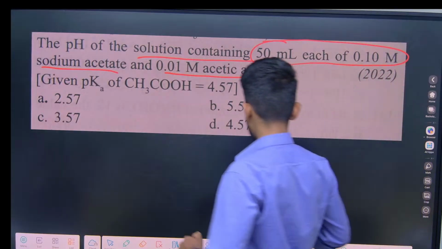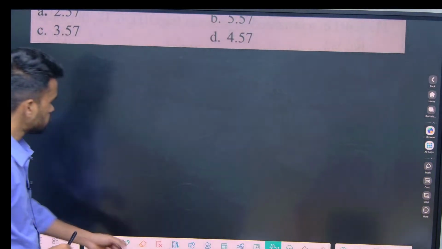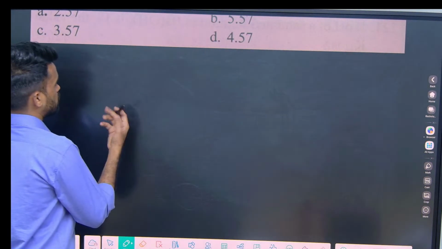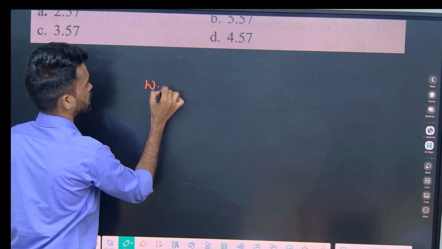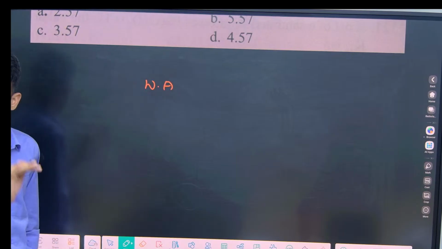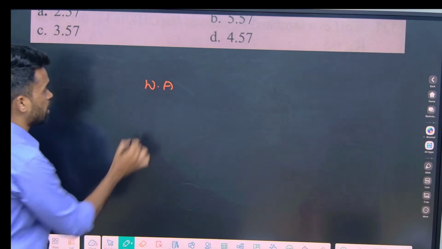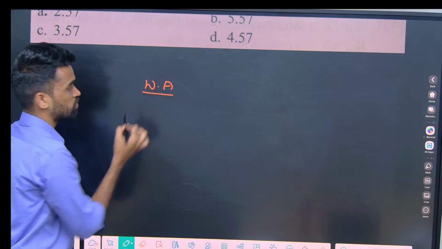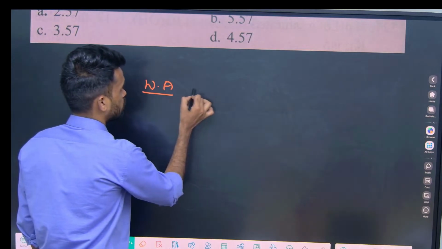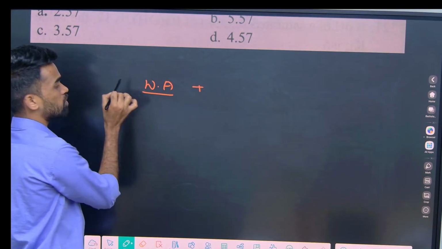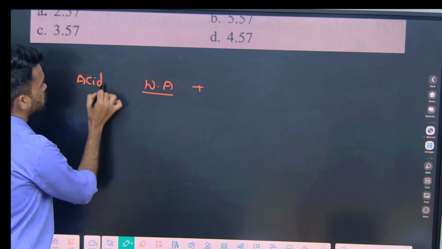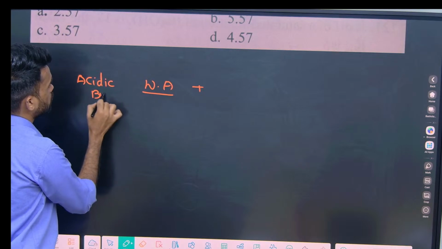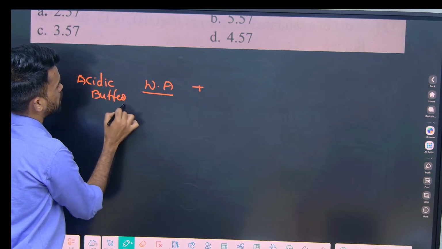Just listen to what I am saying. Buffer solution means, see, a buffer solution is a combination of a weak electrolyte. It means it should be a weak acid or a weak base. What I am saying is, a buffer solution is a combination of a weak acid. First of all, let us discuss weak acid. Okay, so this is called an acidic buffer. What I am talking about is the acidic buffer. Now I will tell you what this buffer will do.